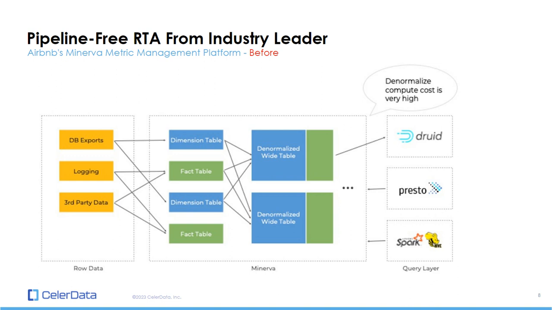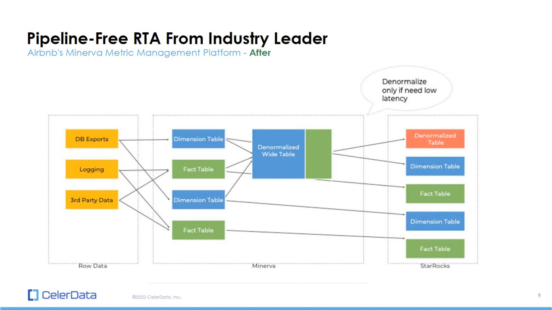And hours to days is really not acceptable for a company like Airbnb. It doesn't really satisfy their needs, right? So they're looking for alternatives. They say, denormalization, what if we can just do joins on the fly, right? And that's when they discovered StarRocks. And after they incorporate StarRocks, they find out joins can actually be done on the fly.